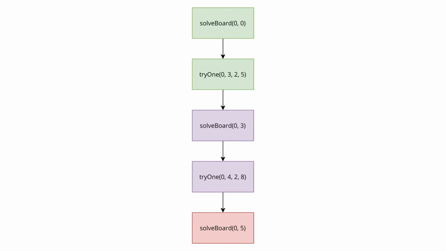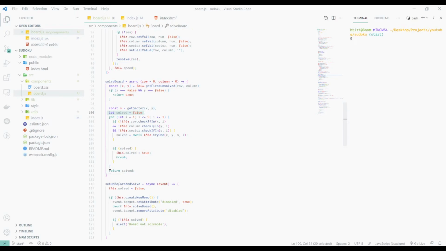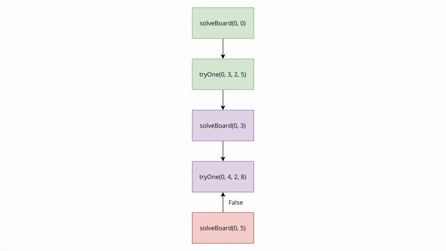So what it does at this point is it returns false. It does this because we initialize this solved to false and 1 to 9 nothing fits in it, so it remains false and it returns it. It then comes back to the previous try1 where it clears the cell and returns to the previous solveBoard for 0 and 4. And then it tries the number 9 and it moves forward again.